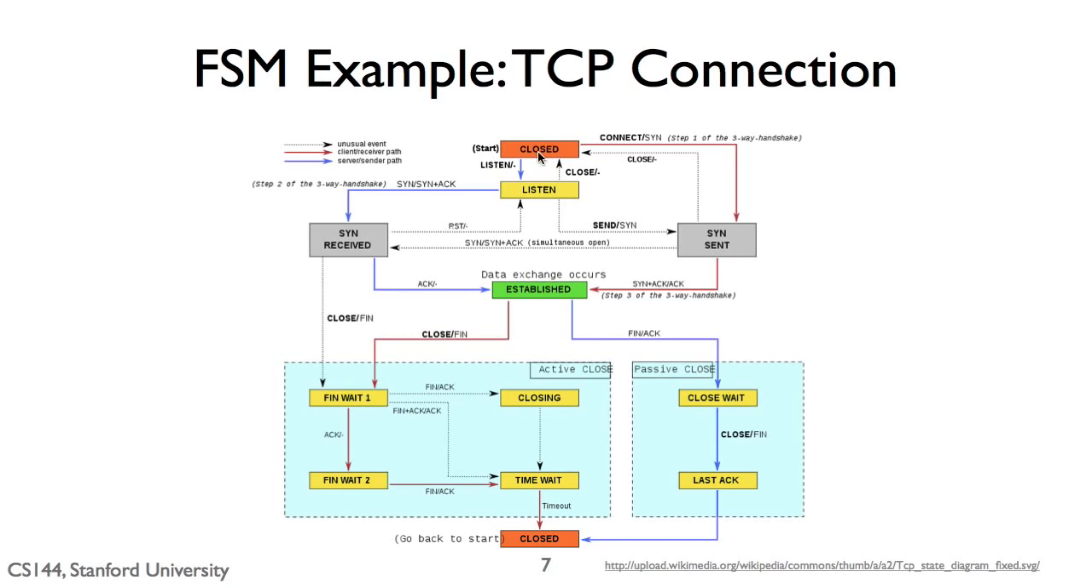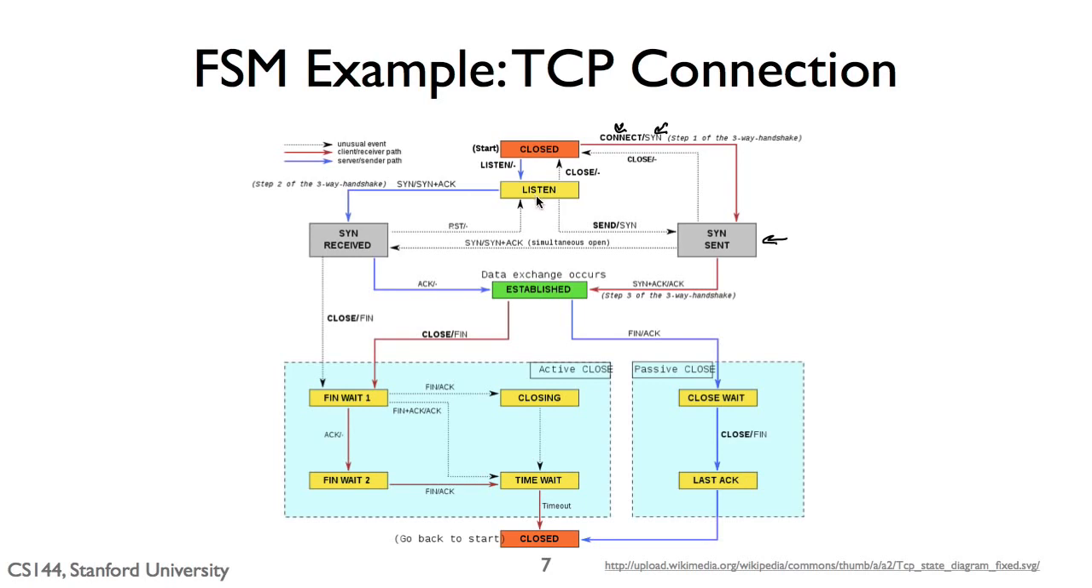Let's walk through the 3-way handshake, starting with the first step when a client tries to open a connection and sends a SYN packet to the server. We can see that this first transition for the client side of the connection is this orange arrow from closed to the SYN sent state. This happens when the client program calls connect, the event, and the client sends a SYN message.